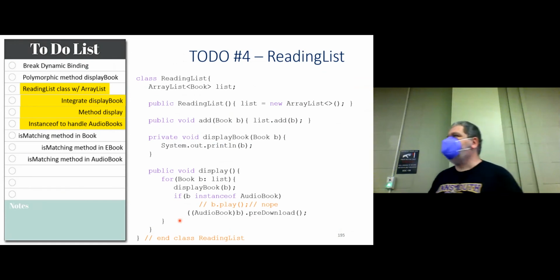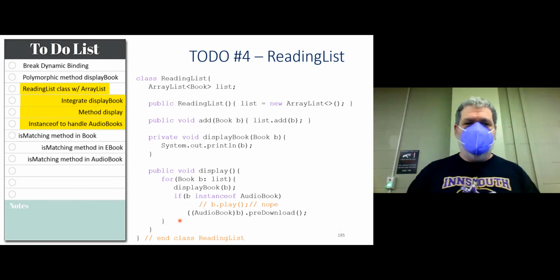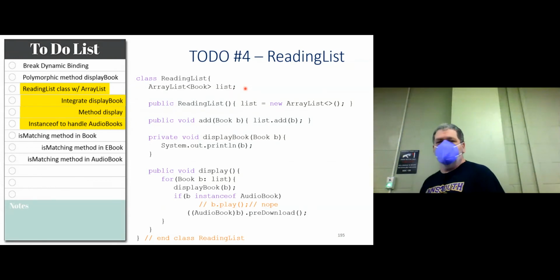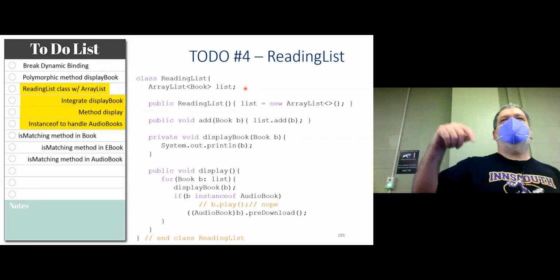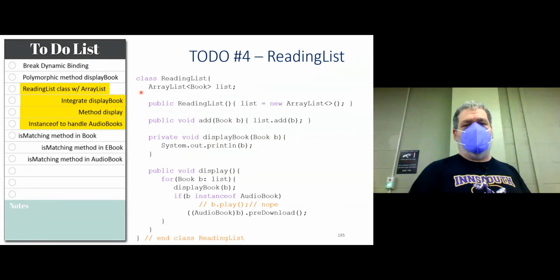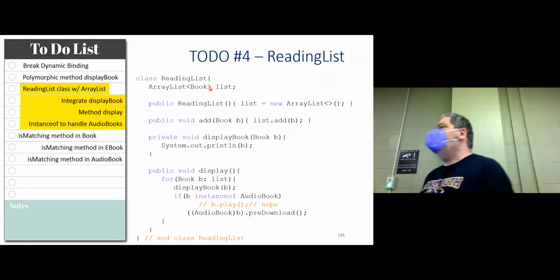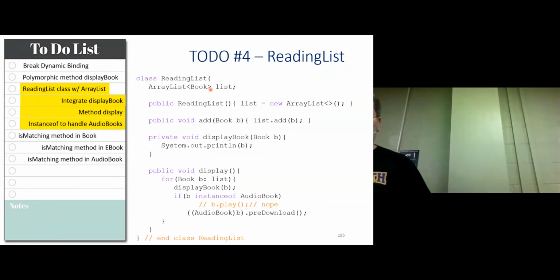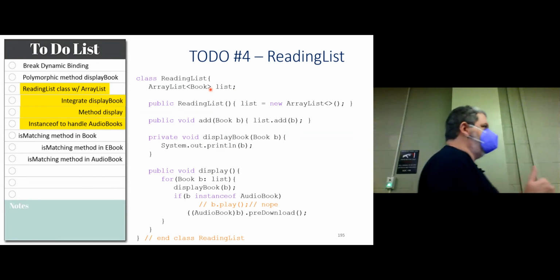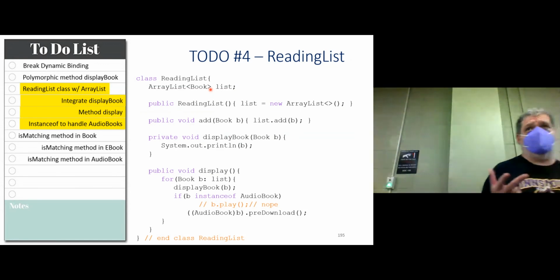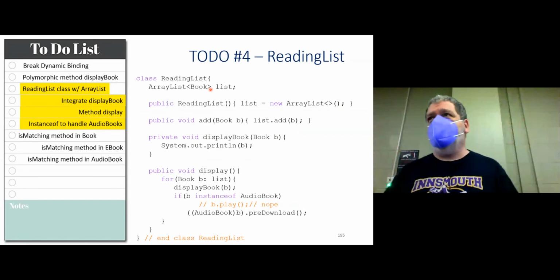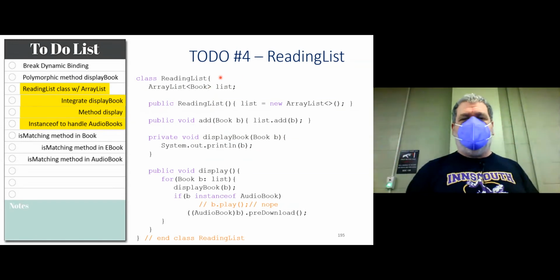Let's take a look. Class ReadingList has an attribute list of type ArrayList of Book. Actually, I should have made that private. I don't know why I didn't make it private. This is a polymorphic array list. It's an array list that can contain books, but also ebooks and audiobooks. Okay, that's the idea of polymorphism. If you accept a book, you also accept an ebook and an audiobook. So I can have 3 types of things in that list.